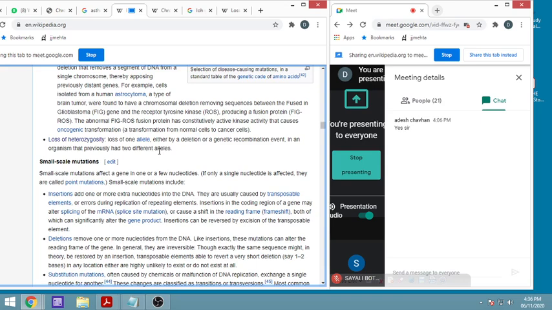So this will cause a shift in the reading frame, and therefore it is called a frame shift mutation. You can imagine there was a sequence, suppose A, T, G, then G, whatever you make it. So there were three like that. Now what has happened is that the RNA is formed.